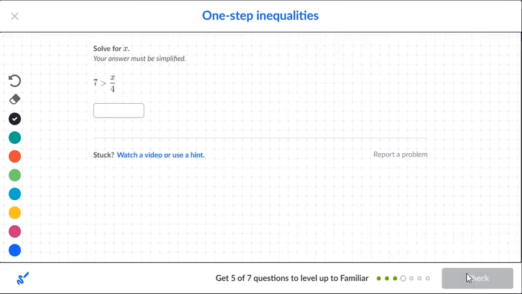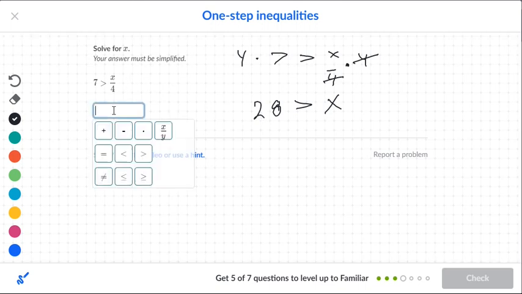Okay, next question. We have 7, the inequality sign, x over 4. So what we're going to do here is multiply both sides by 4. So 7 times 4 is 28. We have an inequality sign, cross these out, that leaves me with an x. Notice I have a single x, which is positive, and 28. So there's no change in the sign. So we're going to go 28, inequality sign, then letter x.